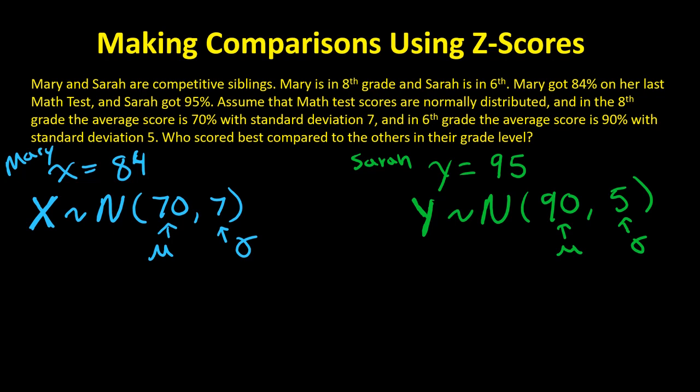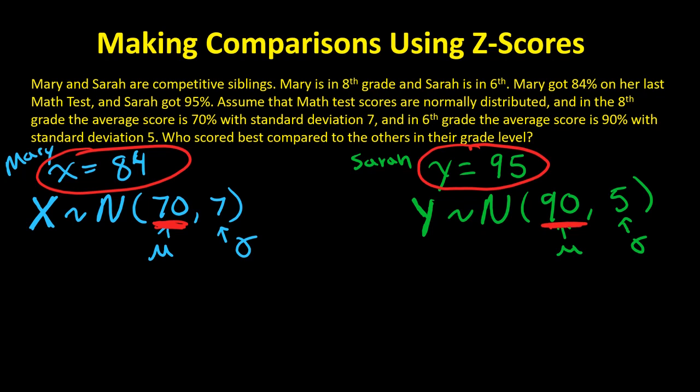So who scored best compared to the others in their grade level? At first glance, you might say, oh, golly, Sarah got 95% and Mary only got an 84%. So Sarah clearly did better. But that's not really fair because Mary is in a more difficult grade, and as you can see, on average, her peers didn't perform as well as Sarah's peers, who on average scored 90.